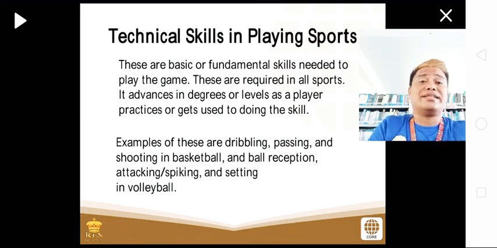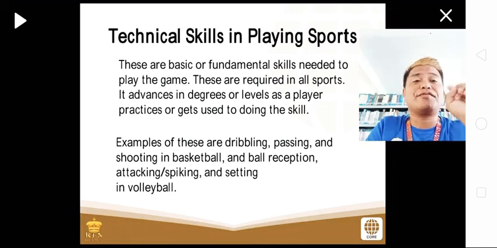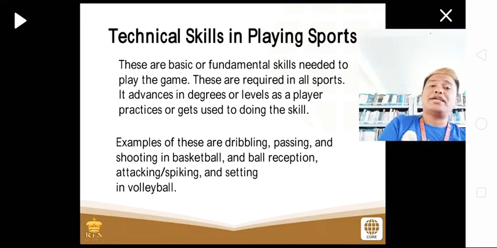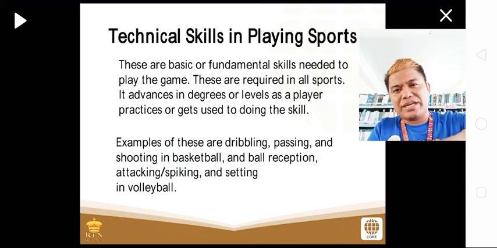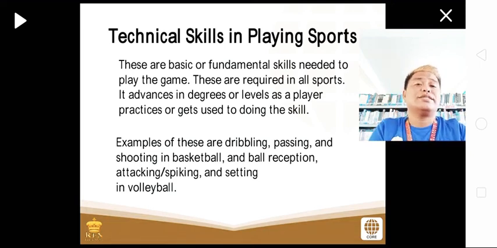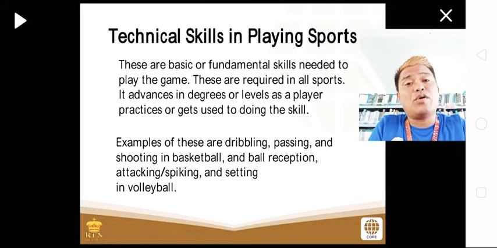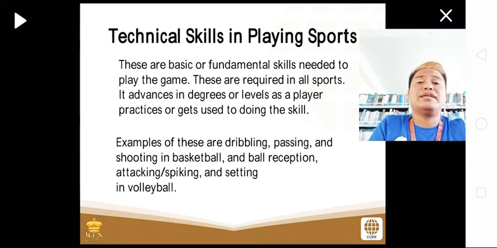Technical and tactical. So, technical skills in playing sports, these are the basic or fundamental skills needed to play the game. So, dapat alam mo yon. Magbabalibol ka, dapat alam mo yung mga drills ng volleyball. Alam mo yung mga techniques. So, these are required in all sports. It advantages in degrees or levels as a player.